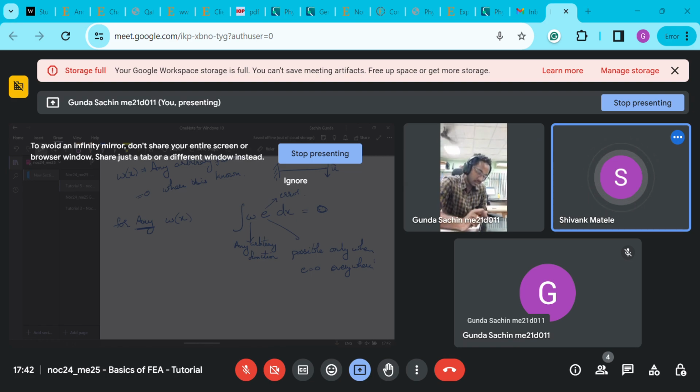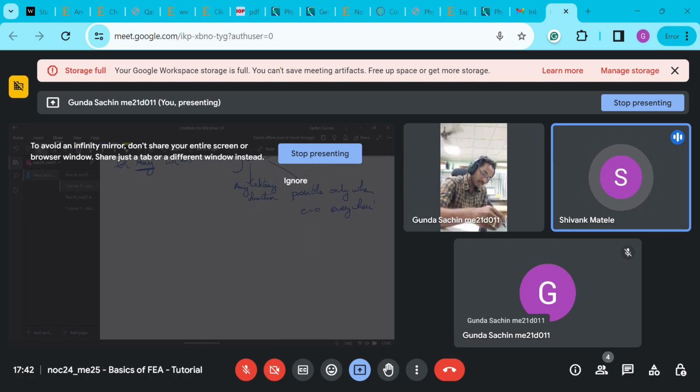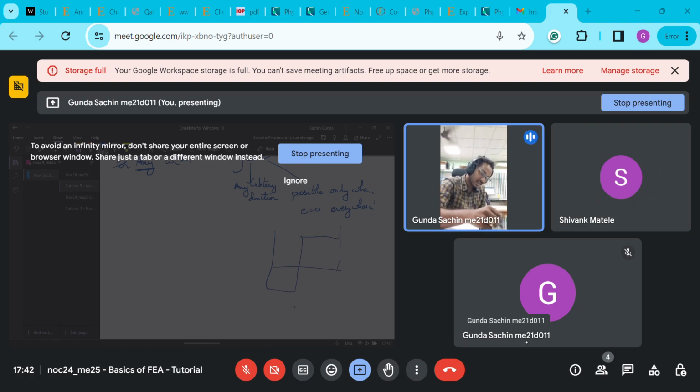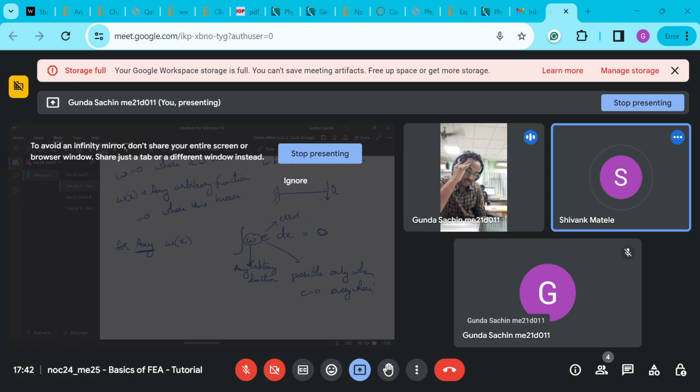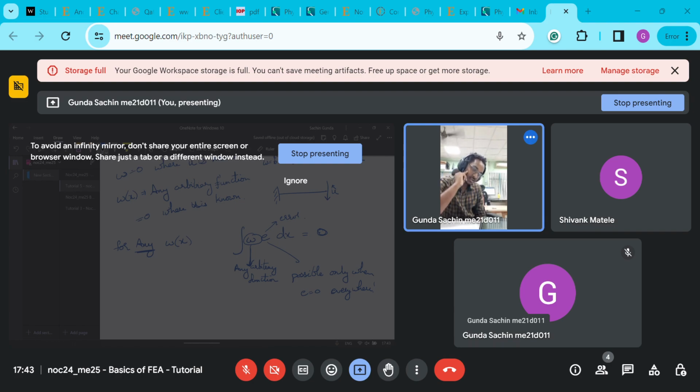No, when we take an arbitrary function, that error will be zero at every point. The whole point of adding this arbitrary function before the integrand is so that whatever the error is, it will be zero everywhere.